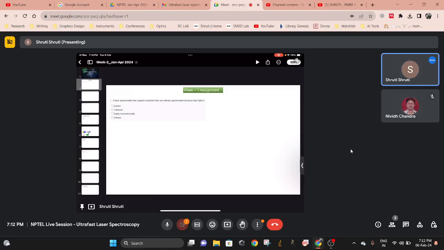So the first question is about the superiority of a laser spectrometer instead of any other light source. Why is it that a laser spectrometer is so much more useful than an ordinary light source? We discussed last week that lasers are monochromatic, directional and coherent. So the answer is here itself. First of all, not all lasers are pulsed. So the first option is wrong.